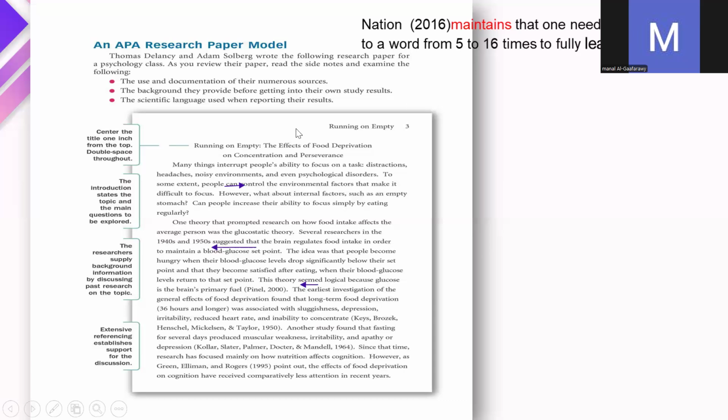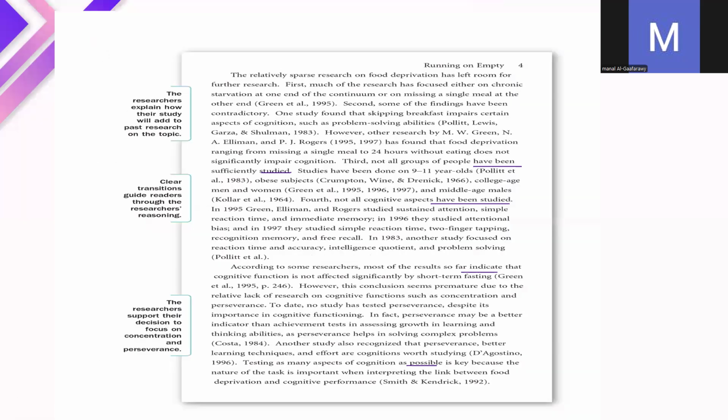Seem, which is a linking verb, an example of hedges as well. Another example is that Nation maintains that one needs to be exposed to a word from 5 to 16 times to fully learn it. So this is an example of the use of hedges. And moving on to further examples.